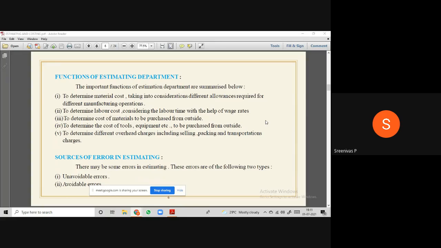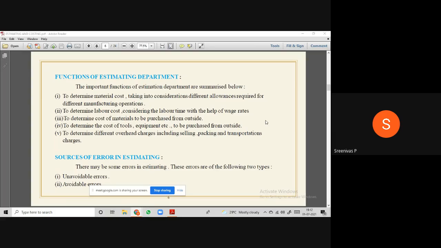Dimension allowance means allowance in the form of dimensions to the component. Regarding time study, allowance means it is regarding time, as well as grinding allowance. And finally, after the completion of the component, we must check it, which is called checking allowance. So a good estimator must provide all these allowances. Then only we will get a full-fledged component as well as a quality component.